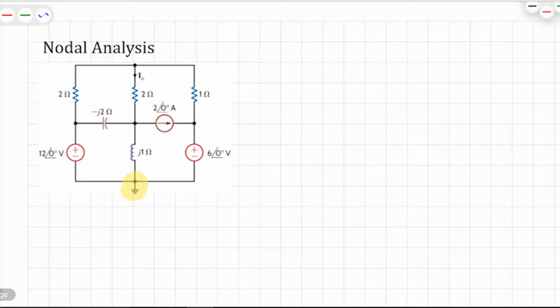That makes the node voltage easier because this one's given. So let's give a name. Let's call this V1. Let's call this one V2 right here. Now, these two nodes right here are given. So the voltage here is 12 volts, and here is 6 volts.